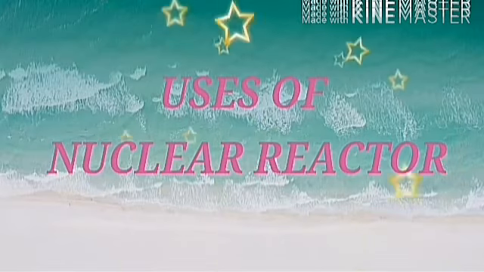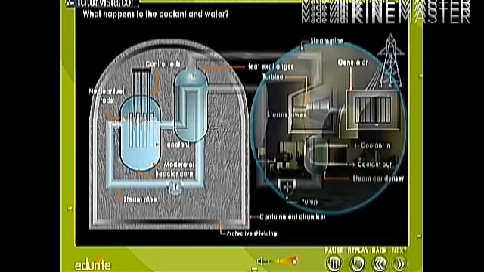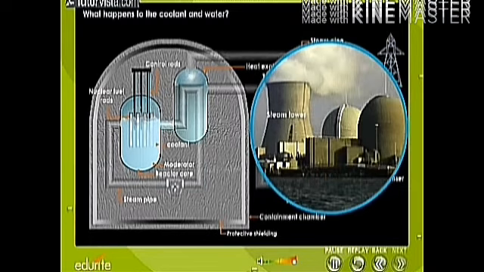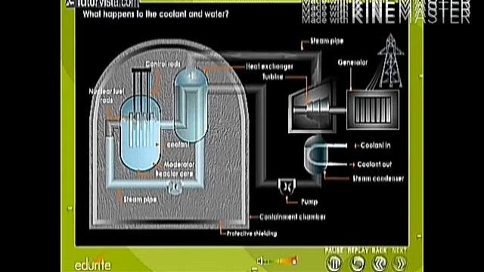Then next is uses of nuclear reactor. Nuclear reactors are widely used in the production of electricity or electric current. Nuclear reactors are used to produce radioisotopes for a variety of applications. Some nuclear reactors are used as research centers in nuclear physics. Breeder reactors are used to convert non-fissionable material into fissionable material.